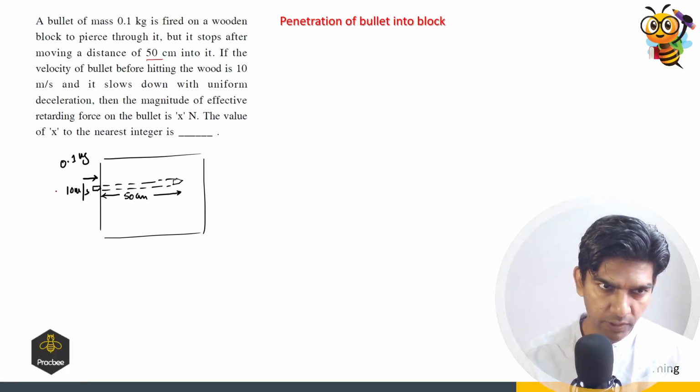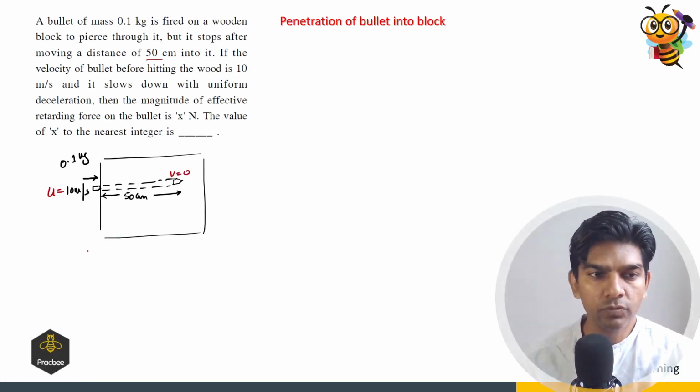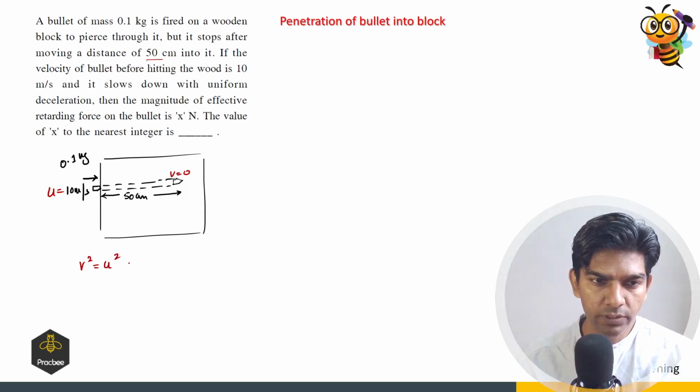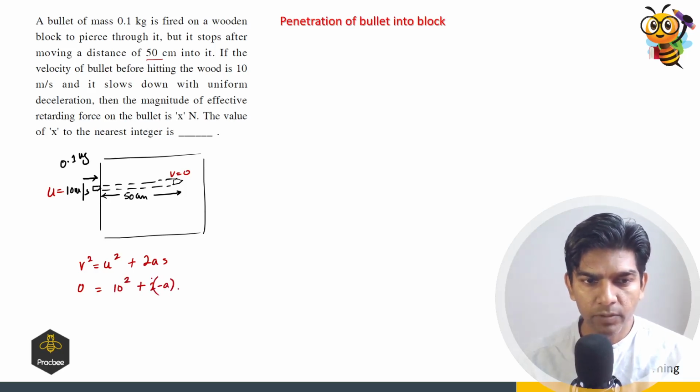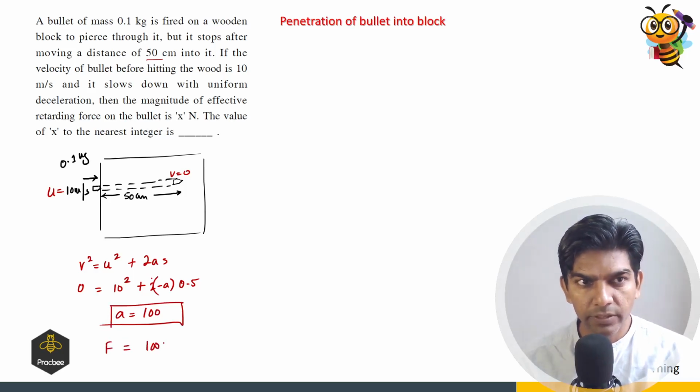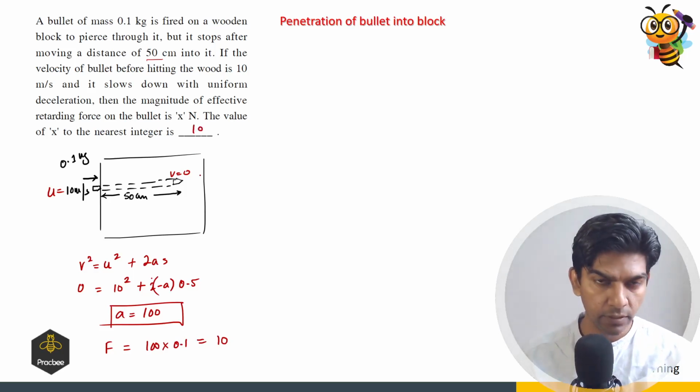So here velocity, this is u and v is 0. Now we can apply third equation of motion. So v square is equal to u square plus 2as, so that will be 0 equals 10 square plus 2 times, let me take it as minus a, and s will be 0.5 meters. So acceleration, retardation comes out to be 100. So the force will be 100 times the mass, so it comes out to be 10, right? So the answer will be 10.